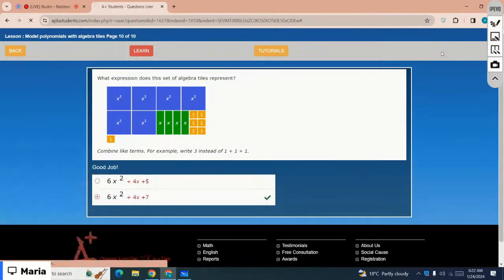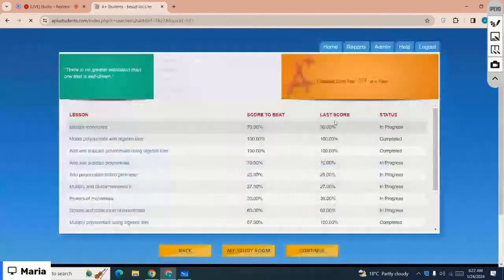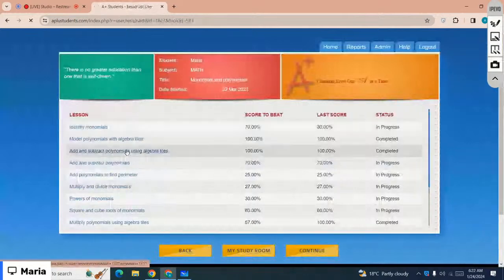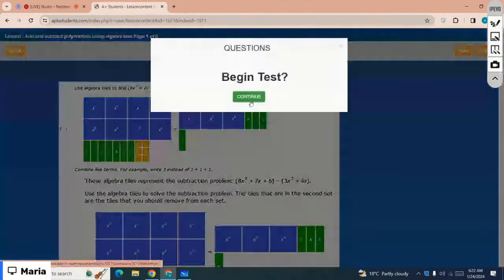Okay, we are done with the lesson. Let's move on to the next lesson, which is adding and subtracting polynomials using algebra tiles. Let's just start with the test questions.